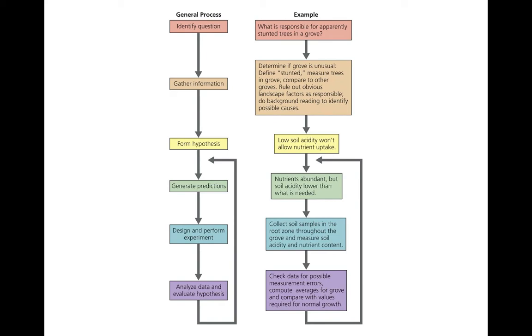That's the idea. And then here too, this is a problem with this diagram. It says form a hypothesis and then generate predictions. Honestly, that's the same thing, right? Your hypothesis should be your way of generating a prediction. So they're saying here, low soil acidity won't allow nutrient uptake.